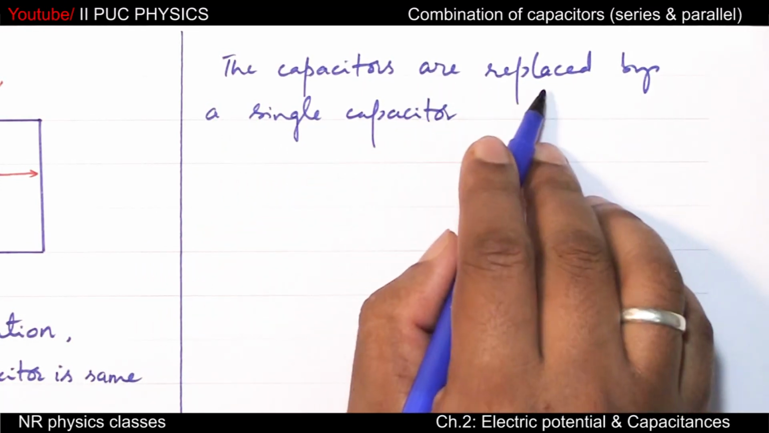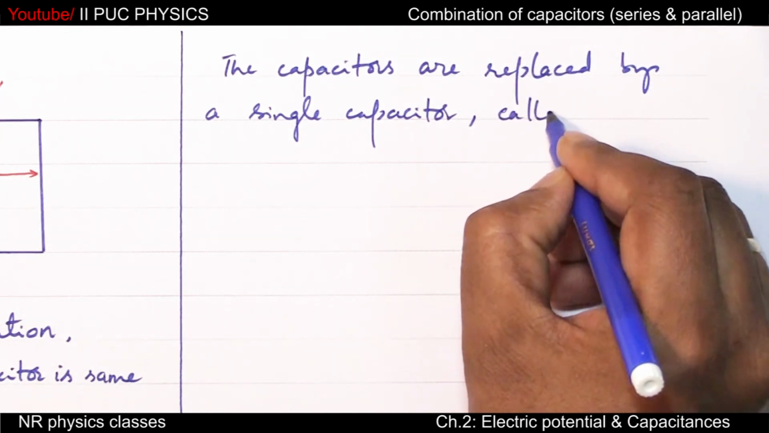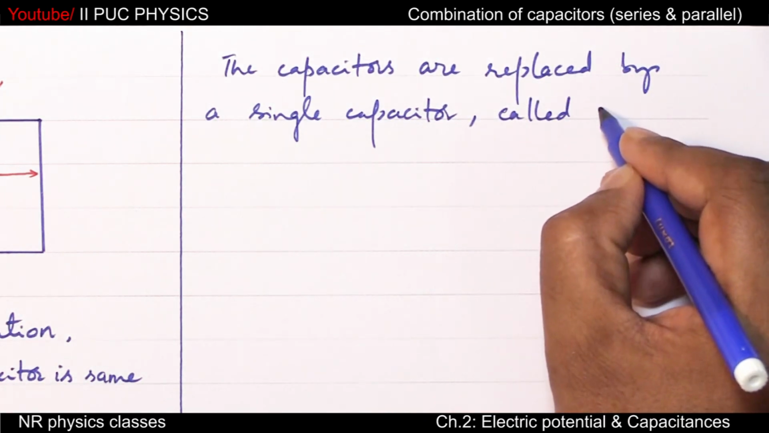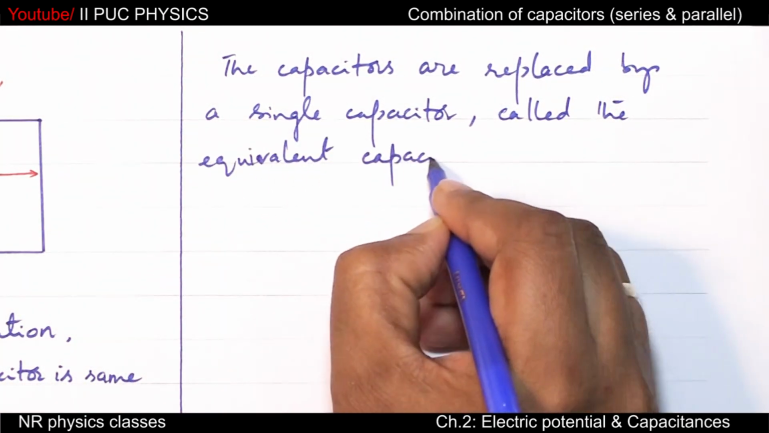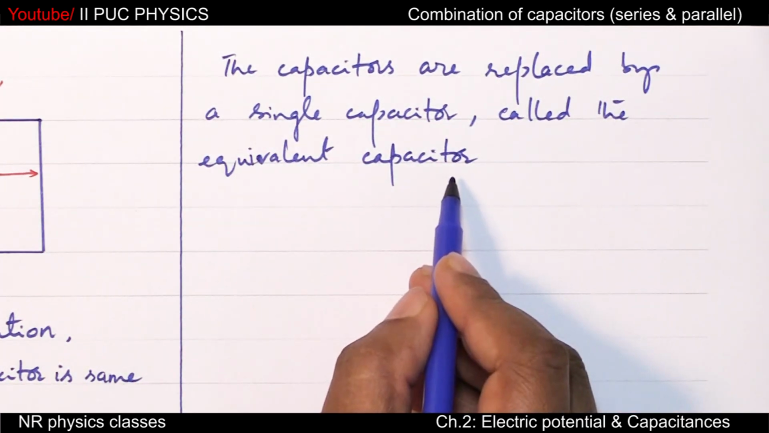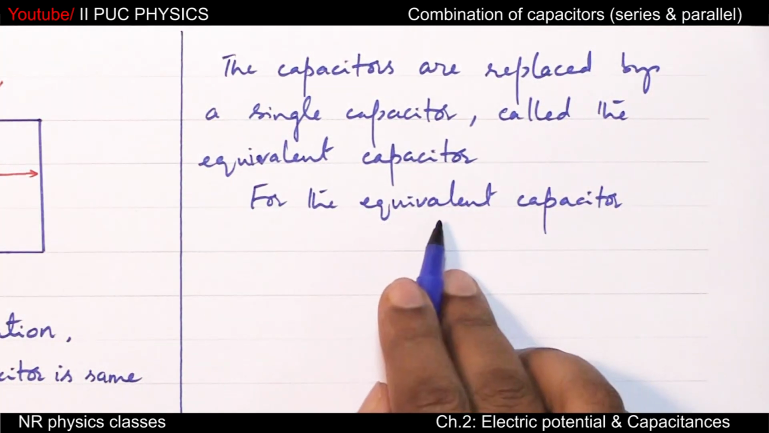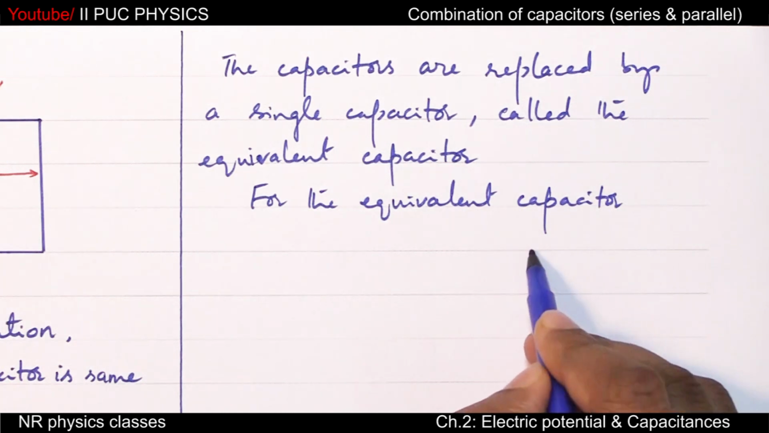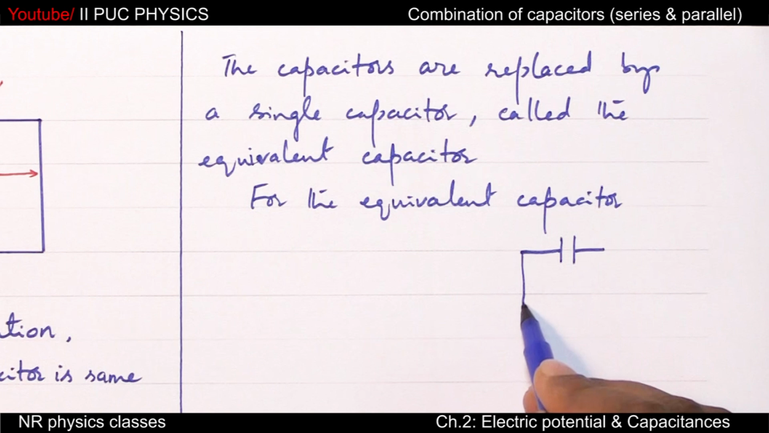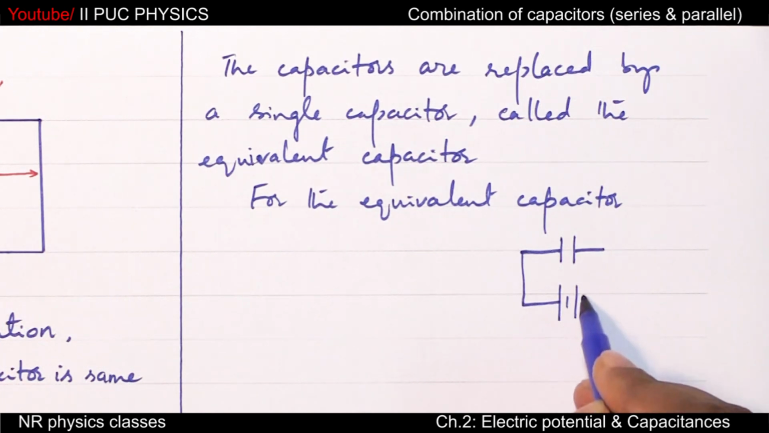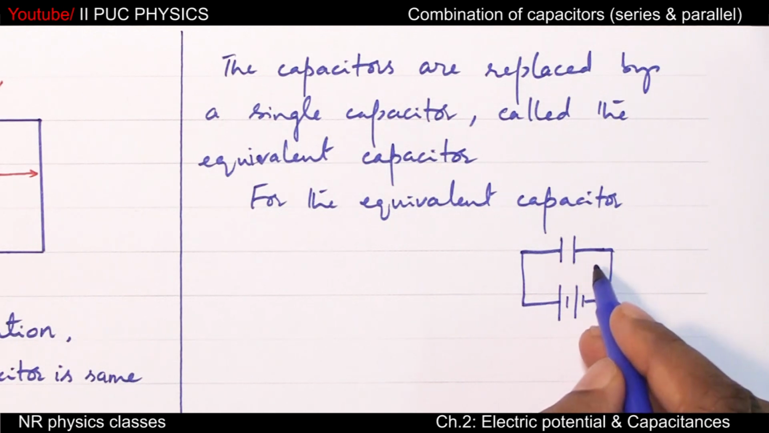The capacitors are replaced by a single capacitor called the equivalent capacitor. For the equivalent capacitor, suppose this is the equivalent capacitor, which when connected across the same battery should store the same charge.